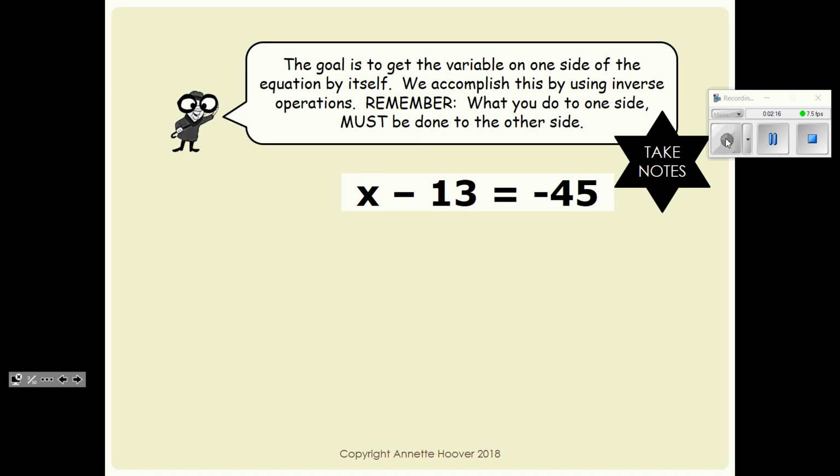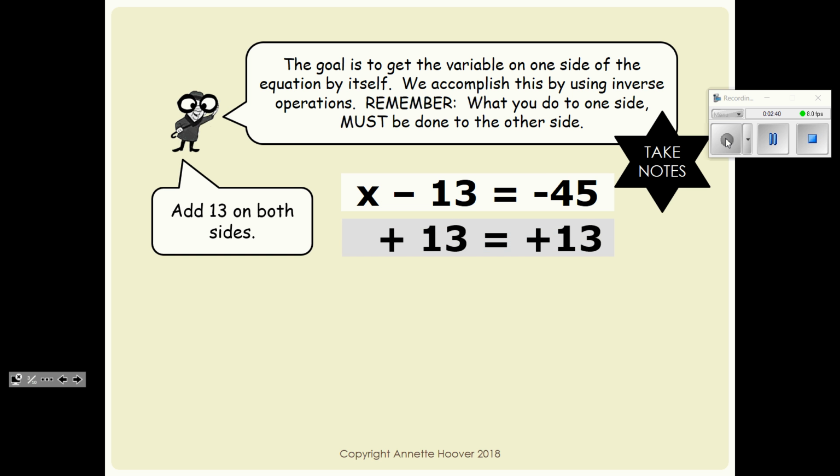Here we have x minus 13 equals a negative 45. Again, here is the equal sign. This is where the equation is divided into two parts. We look at the side with the variable. We see that there is a negative 13 on the same side. The opposite of a negative 13 is a positive 13. So we're going to add 13 to both sides.